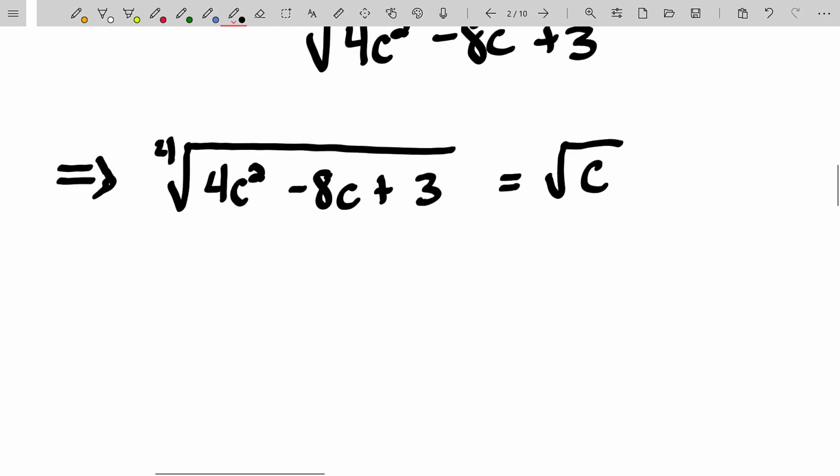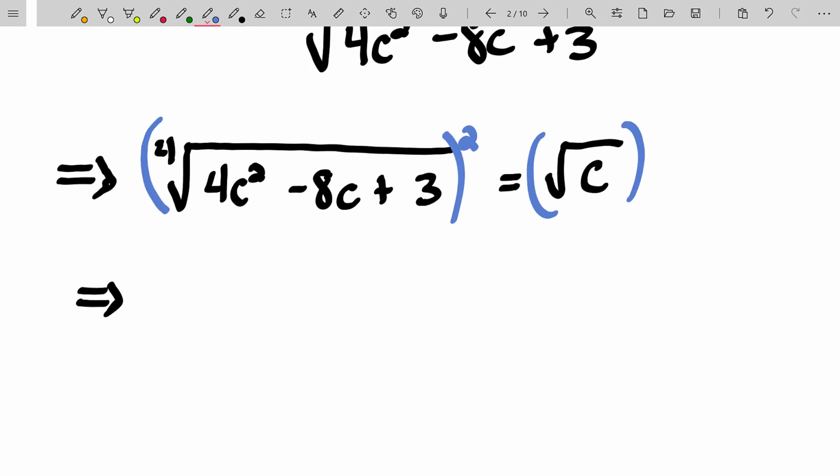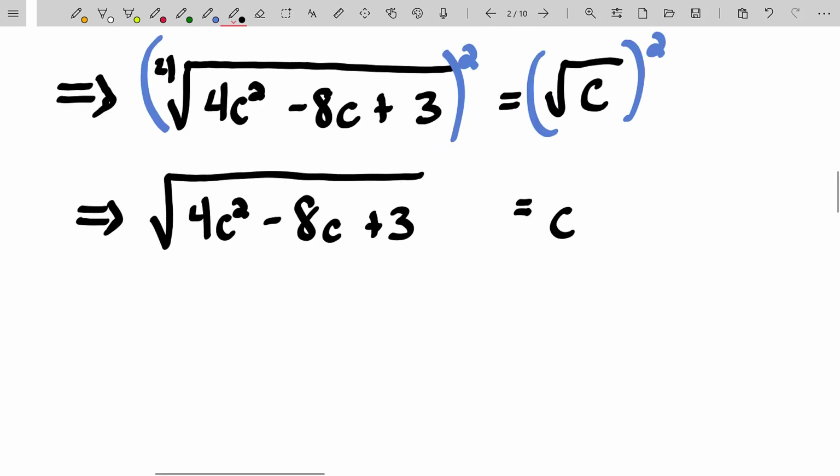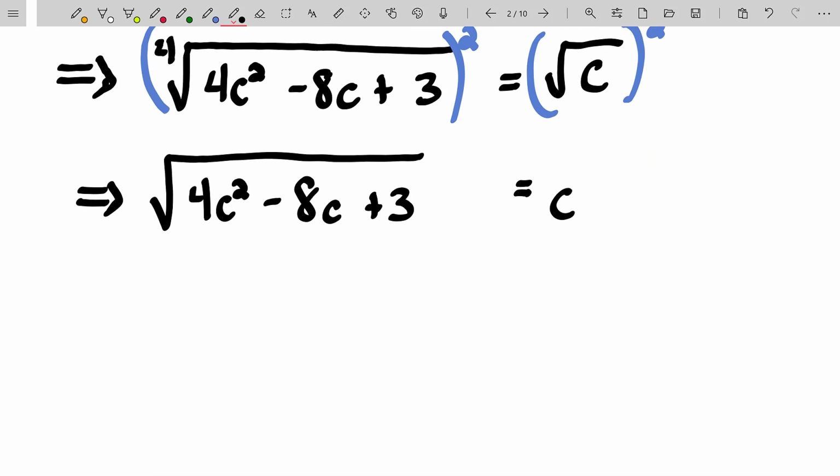Well, once you square both sides, it actually doesn't completely obliterate the radical on the left-hand side. If you square both sides, well, the right-hand side is definitely going to be c. But the left-hand side, well, that's something to the 2/4 power. In other words, it's a square root still. So that means we still have to square yet again.